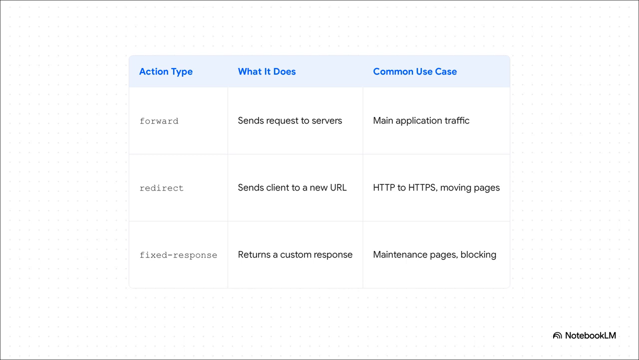A redirect tells the user's browser, hey, go over to this other URL instead. And a fixed response lets the ALB itself just send a response right back to the user. Let's dig into those two.